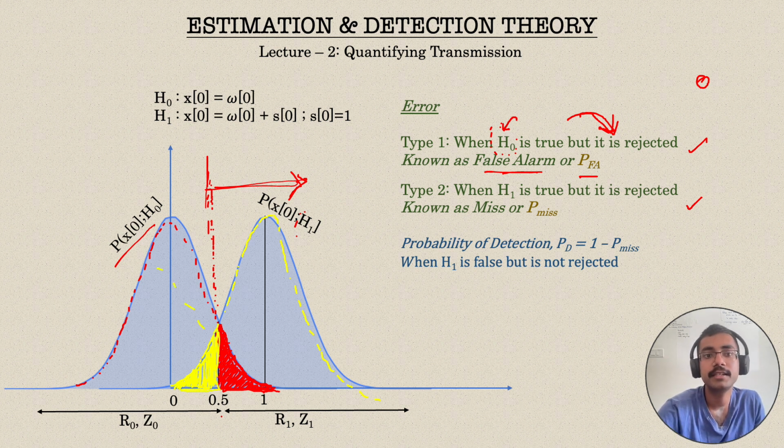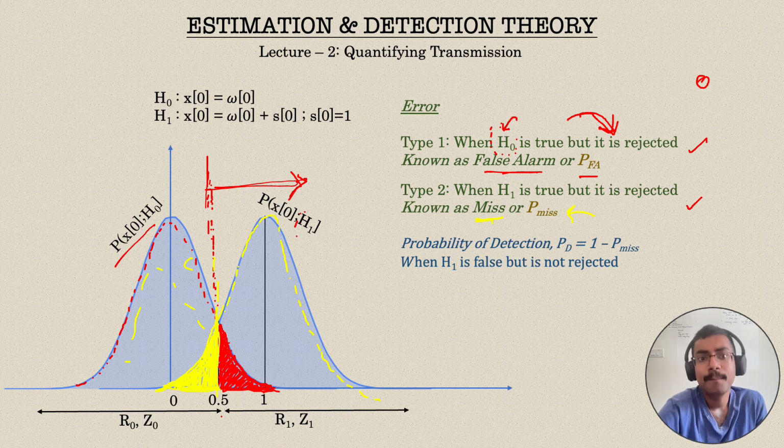You see, the entire region here is not what we are bothered about. We are only bothered about this specific yellow shaded region. This is the place where this PDF comes under hypothesis H1, that means the signal was sent, but we won't be able to detect it, because it is below our given threshold. So this can be called a type 2 error, or it is called a miss.